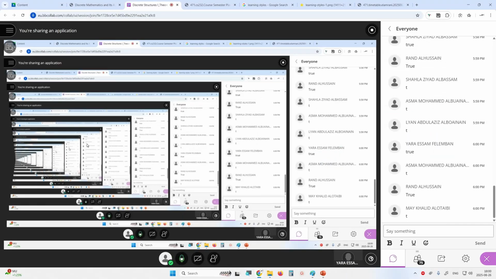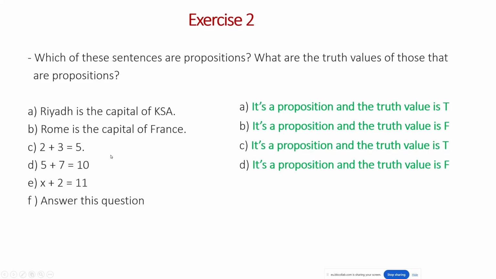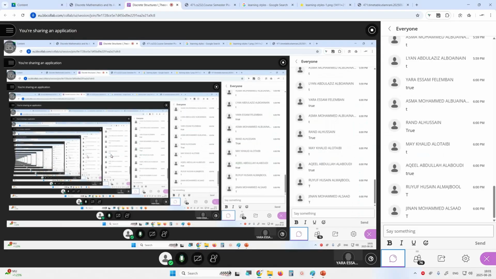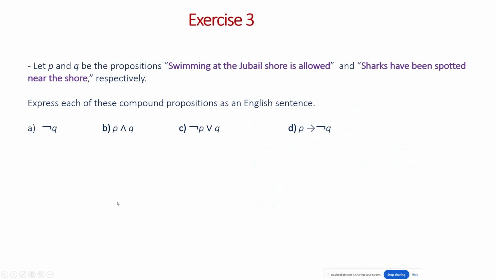It's a proposition, yeah, okay. And it's true. 5 plus 7 equals 10, it's another proposition, but it's false. This one, x plus 2 equals 11, that's not a proposition, correct? X plus 2 equals 11, it's not a proposition, and "answer this question" is not a proposition either.